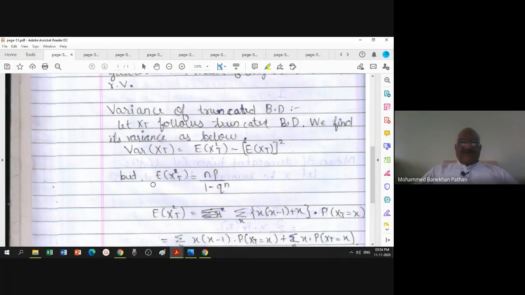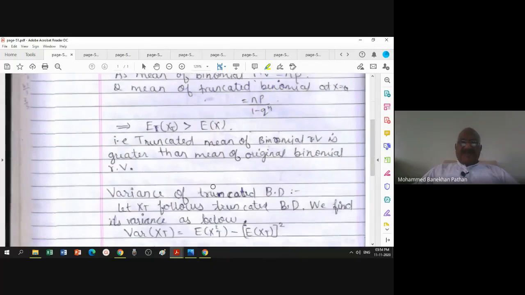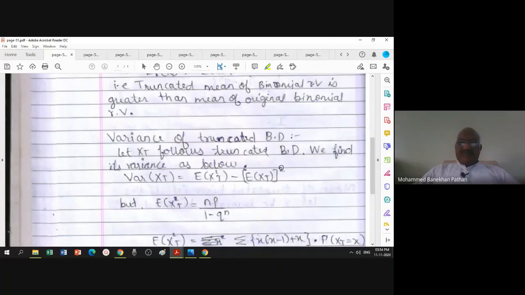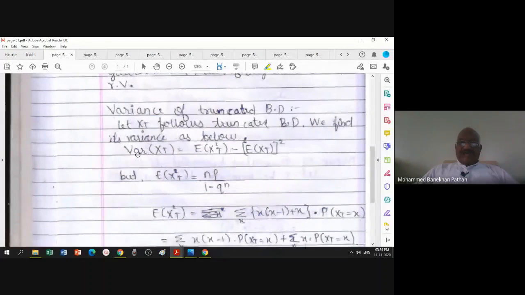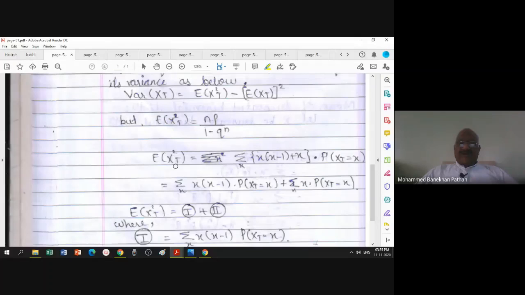We developed the expectation of X_T, the square is not there, in yesterday's lecture, that is np divided by 1 minus q raised to n. So this quantity is going to be replaced at second place, and then we make a square. To get the answer of variance, we need to calculate the expected value of x square, and that will be derived as E of x square equals summation of curly bracket x multiplied by x minus 1 plus x into the probability of truncated binomial variable.